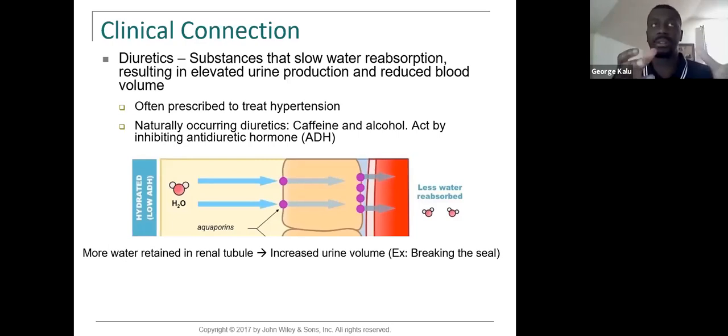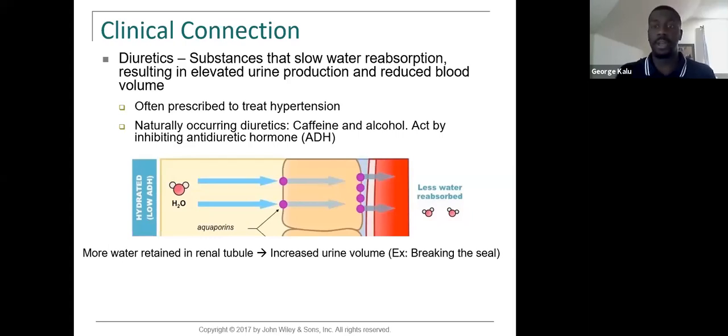Because water tends to want to follow salt and things like that. And so if you're peeing out lots of water, there's typically going to be lots of sodium and chloride and things that are also getting excreted as well, just because you're not retaining any of that water. But usually for people who are hypertensive, you want that to happen too.